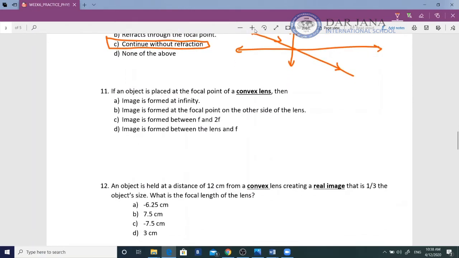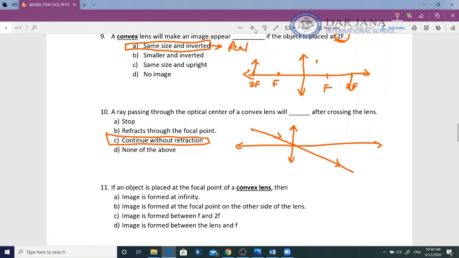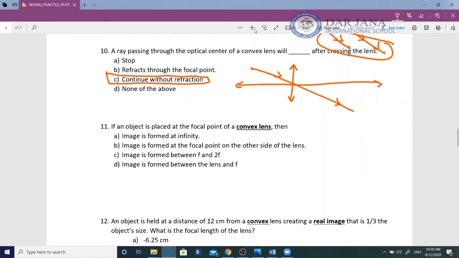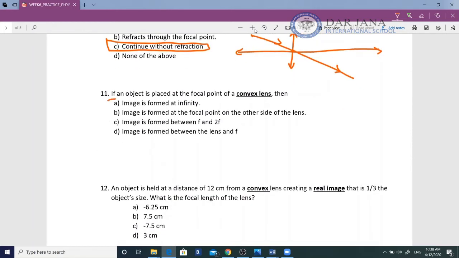If an object is placed at the focal point, this is one of the special cases. If we put an object at the focal point here, one ray is parallel and another ray goes to the focal point. If we take a ray to the optical axis, it will continue undeviated. As you see, the refracted rays are parallel, they don't intersect. So here we say the image is formed at infinity, since refracted rays, this is also a special case, are parallel.